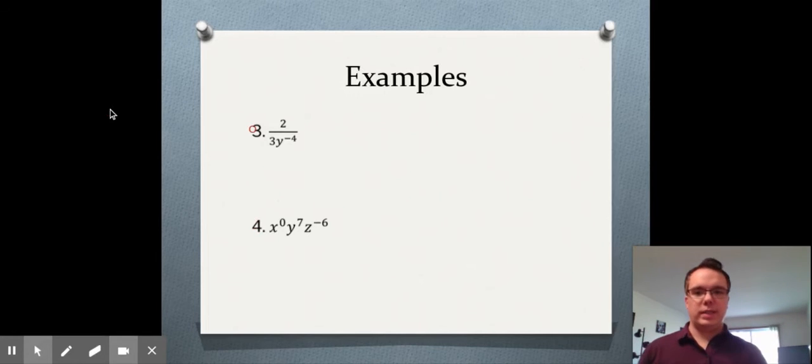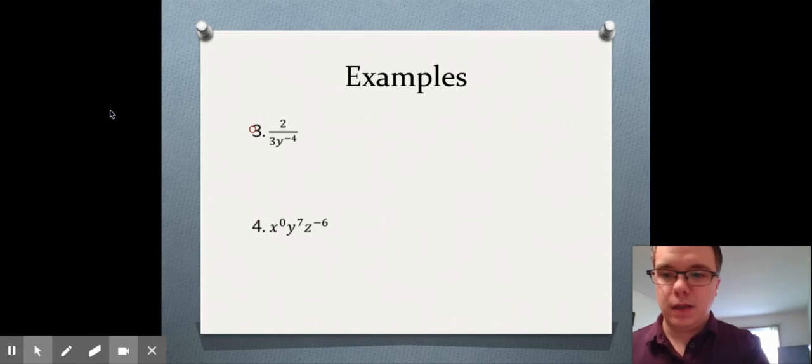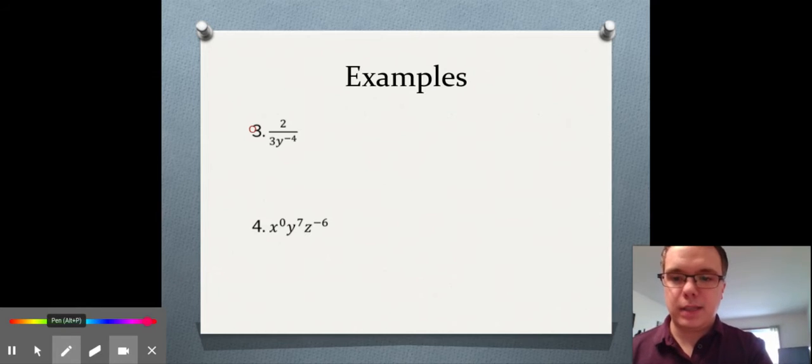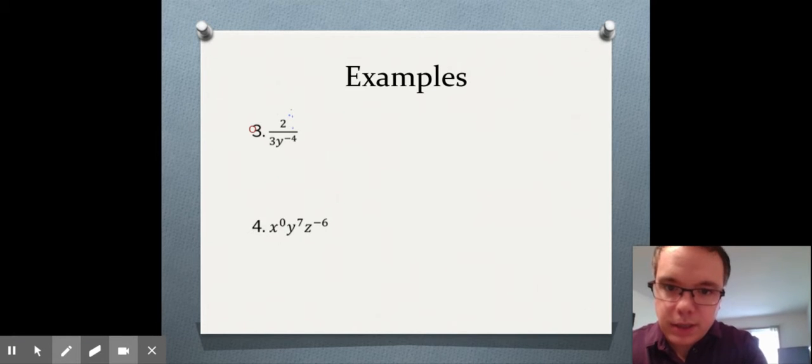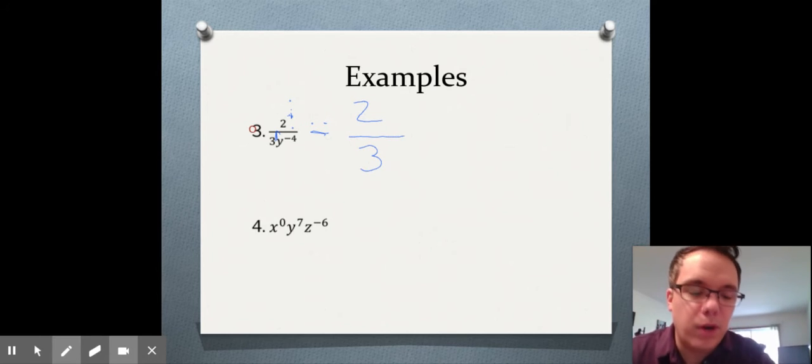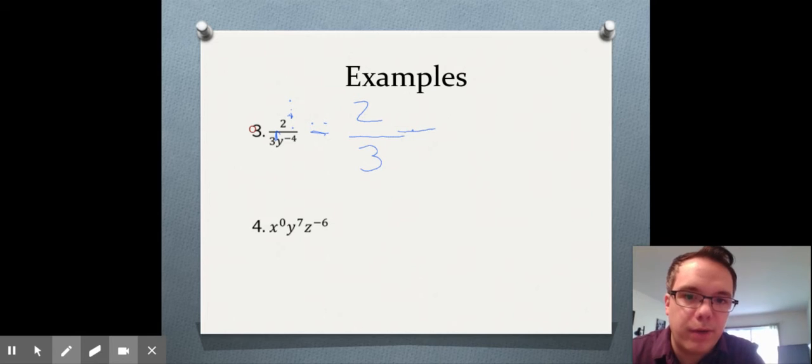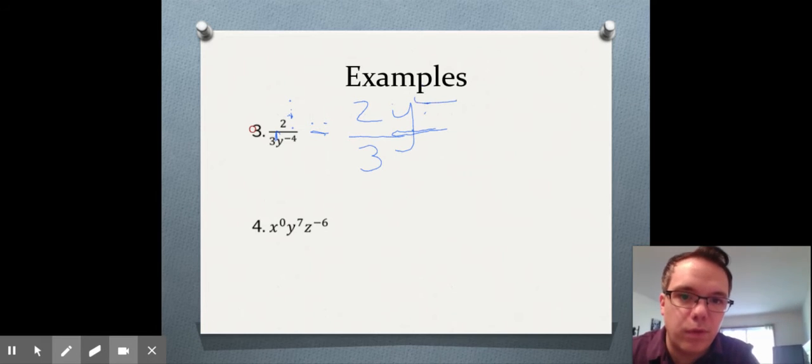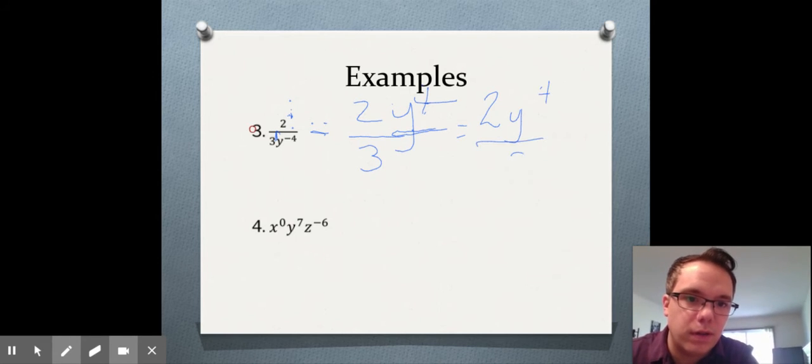All right, 2 more examples. Number 3, we have 2 over 3y to the negative fourth. So there are hidden positive powers of 1 on the 2 and on the 3. So 2 to the first power is going to stay on top, and 3 to the first power is going to stay on bottom. But our y is going to move because that is part of the power that has the negative exponent. Our y is going to come to the top, and instead of negative 4, it's now going to be positive 4. So our answer there is 2y to the 4th over 3.